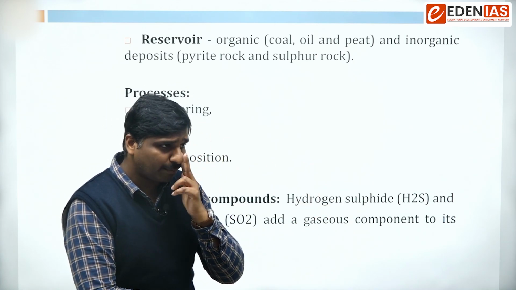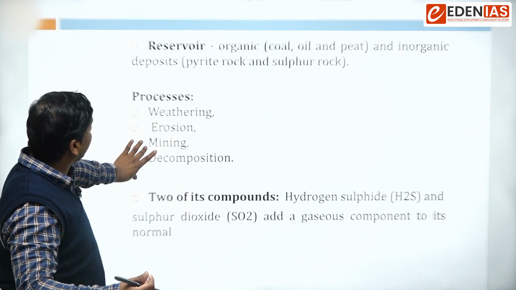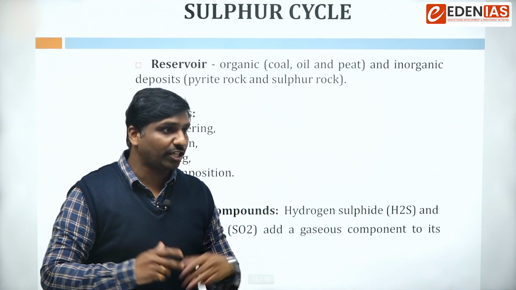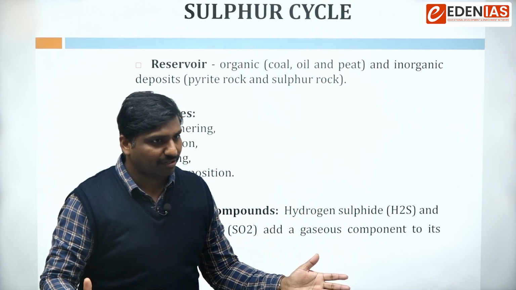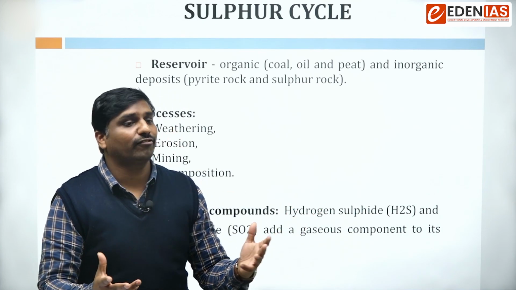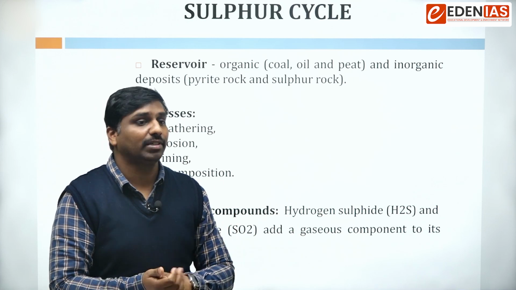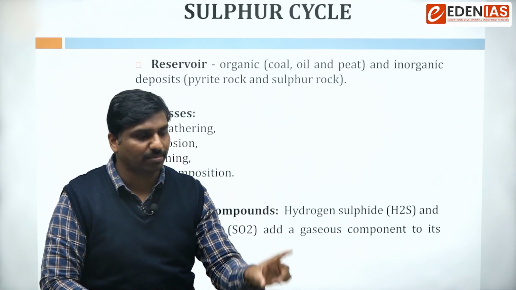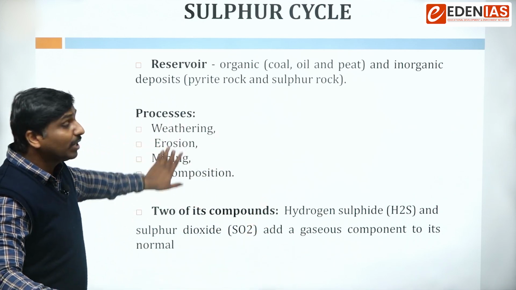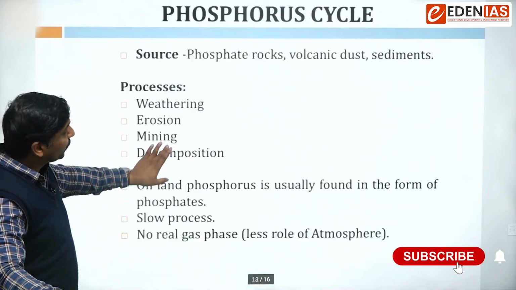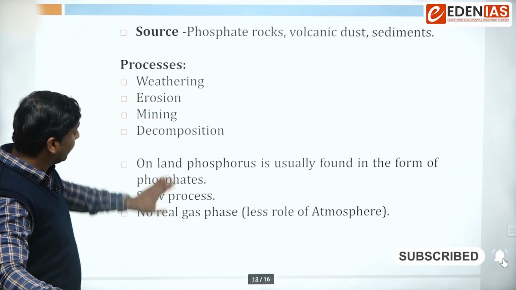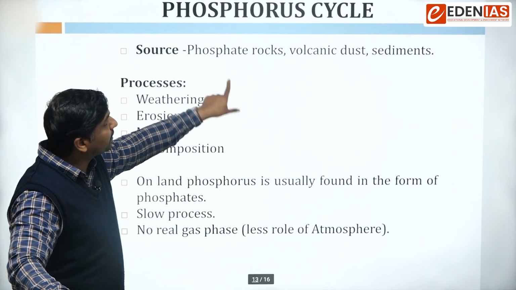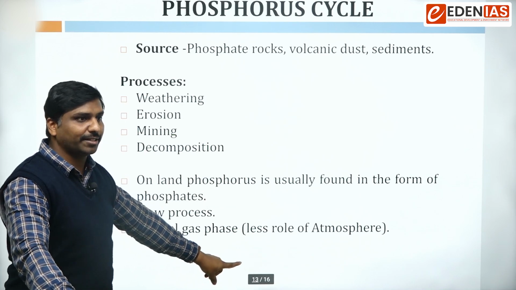Take this as categorical. If a statement says that the sulfur cycle is entirely sedimentary in nature, false. If it says there is no active form of gaseous cycle in the sulfur cycle, false. A slight amount is possible. And in a similar fashion, the categorical statement is that there is no active real gaseous phase of the phosphorus cycle. You consider that.